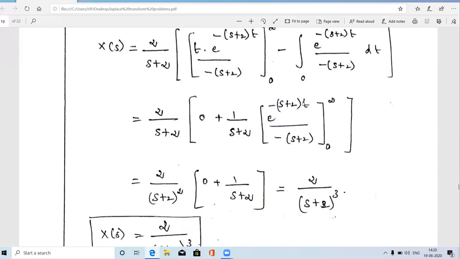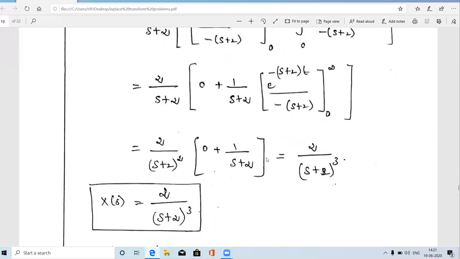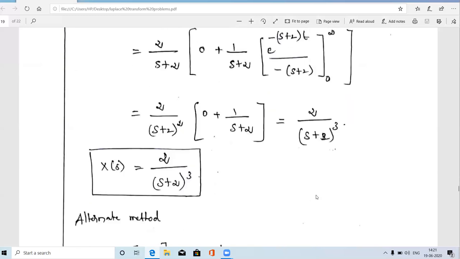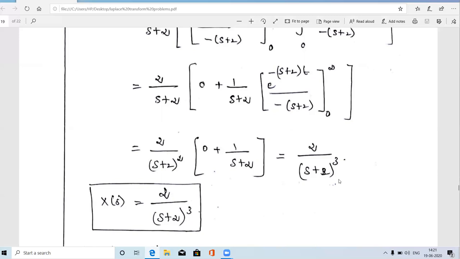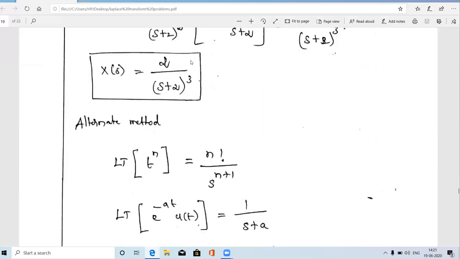If you apply 0 here, e power minus 0 is 1. So 1 divided by s plus 2, with the minus sign of the lower limit converting into plus. If you multiply this, we will get 2 divided by (s plus 2) to the power 3. So this is the answer for t squared e power minus 2t into u of t. This is the Laplace transform of this one.